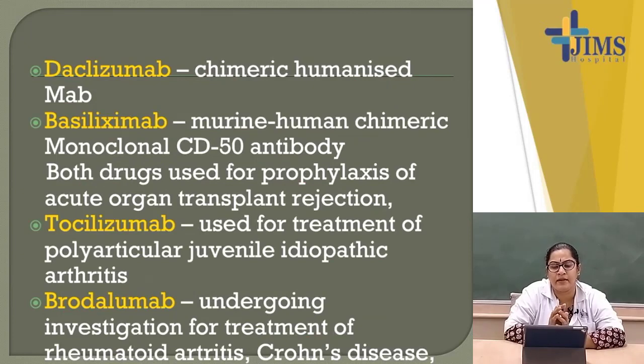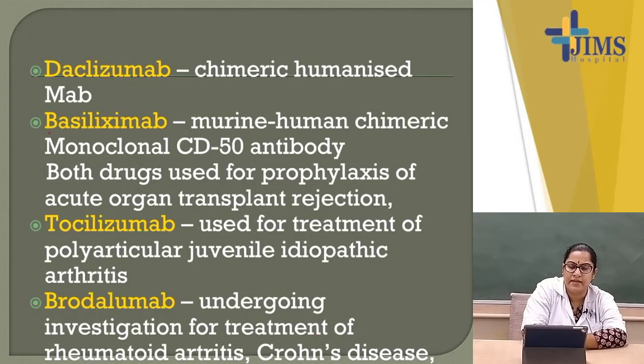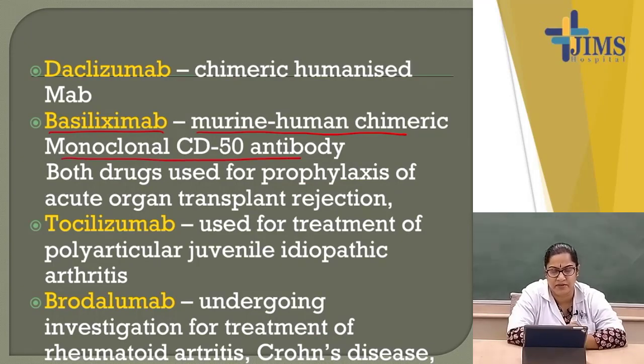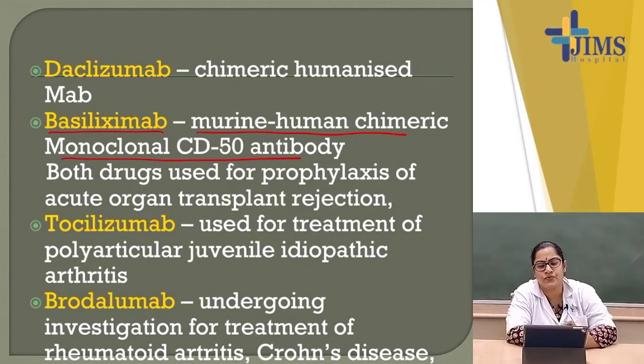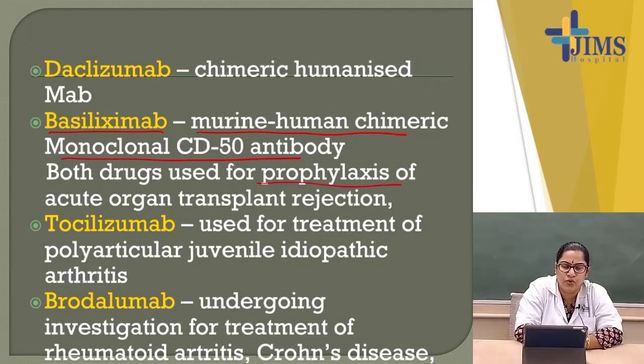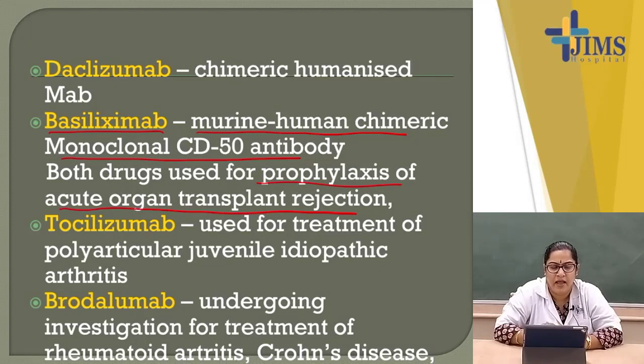Daclizumab is again a chimeric humanized monoclonal antibody. Basiliximab is a murine and human chimeric monoclonal anti-CD25 antibody. Both these drugs are used for the prophylaxis of acute organ transplant rejection. So, daclizumab and basiliximab, these two can be used for the prophylaxis.